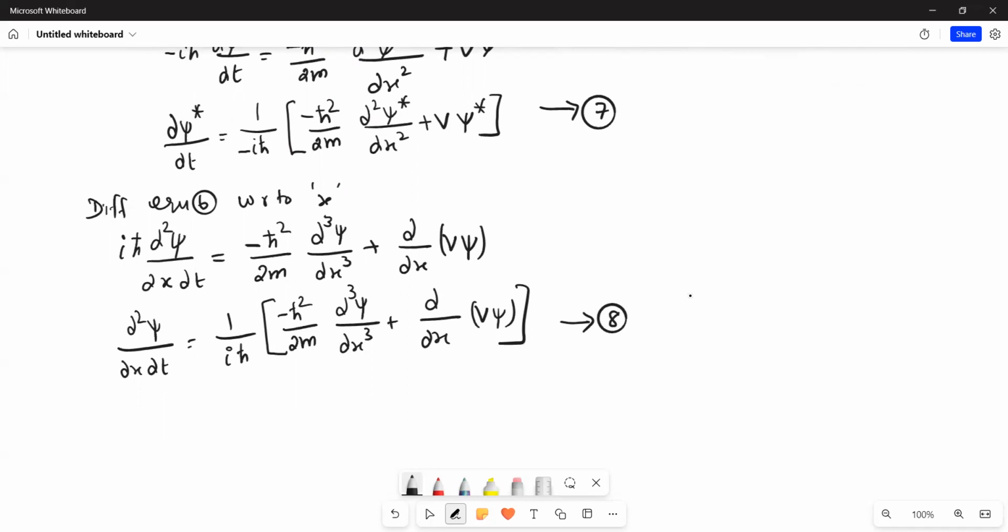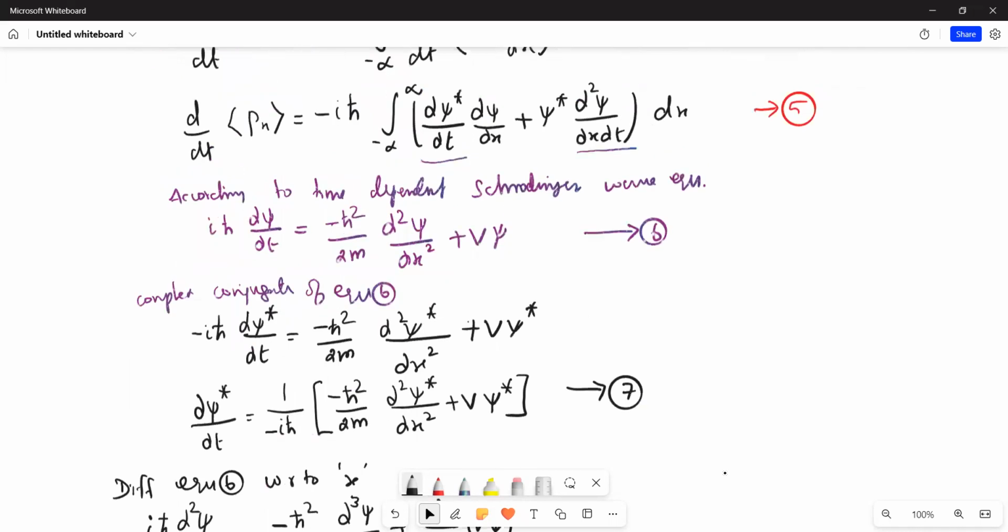Now we have two equations: equation number 7 and equation number 8. Take equations 7 and 8 and apply them in the above equation. If you apply it, we need ∂ψ*/∂t, and we got it now. Then ∂²ψ/∂x∂t, that also we got.